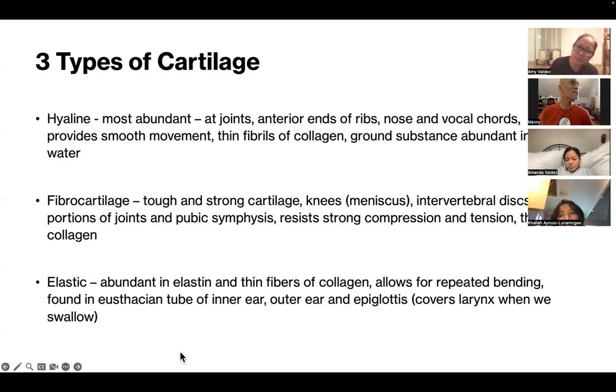Good. So fibrocartilage. It's tougher than hyaline. And then elastic is abundant in elastin.